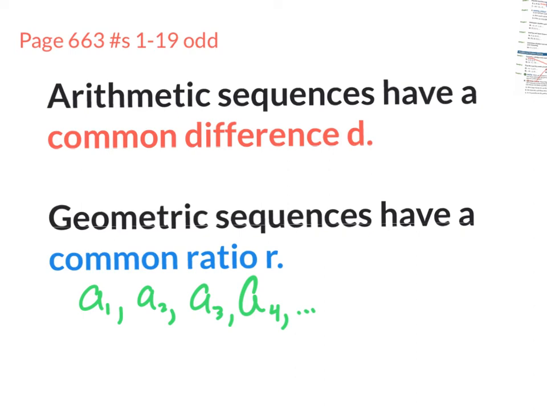If you're checking for difference, a sub 4 take away a sub 3, a sub 3 take away a sub 2, a sub 2 take away a sub 1. Or if you're trying to check if it's a geometric sequence, a sub 4 divided by a sub 3, a sub 3 divided by a sub 2. That will give you either the common difference or the common ratio.